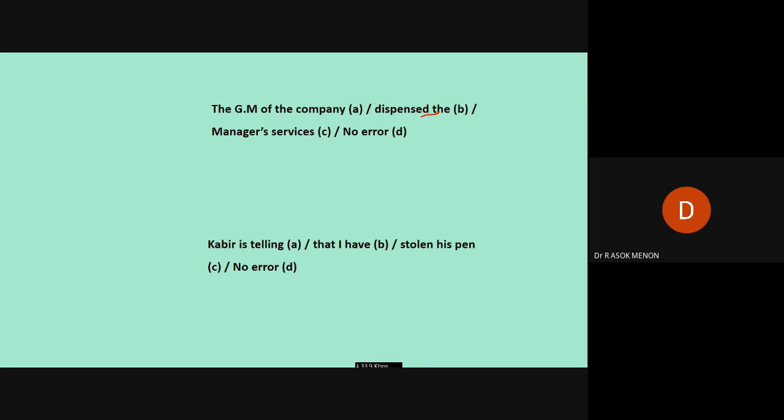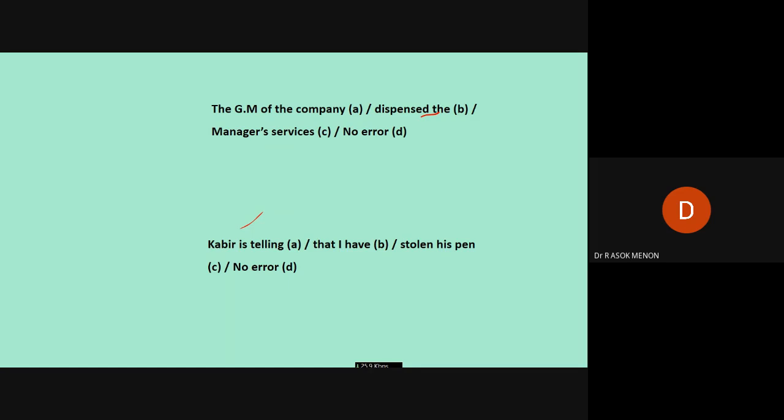Now, next question is, Kabir is telling that I have stolen his pen. Anybody knows? Option B, that I have. "He have." Oh my goodness, Pravalika, "he have" is a big mistake because he is a singular noun and it should be followed by the singular verb has. Okay, that's a big mistake. Don't ever make it.